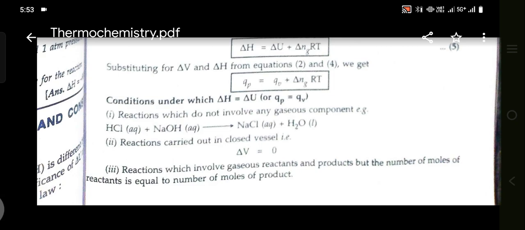Conditions under which delta H is equal to delta U or QP is equal to QV. Reactions which do not involve any gaseous components, like HCl aqueous plus NaOH aqueous give rise to NaCl aqueous plus H2O liquid. Reactions carried out in a closed vessel, meaning delta V is equal to 0. Reactions which involve gaseous reactants and products, but the number of moles of reactants is equal to the number of moles of products, meaning delta ng is equal to 0.